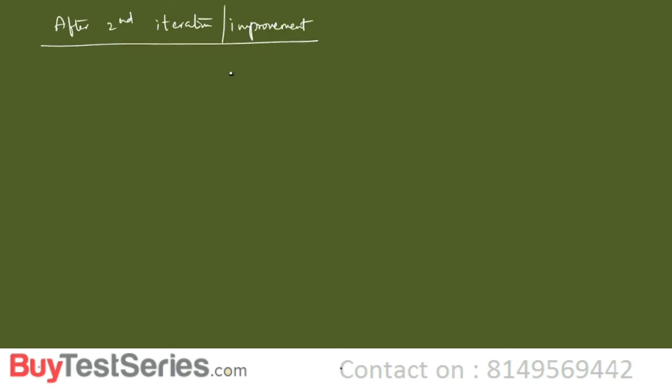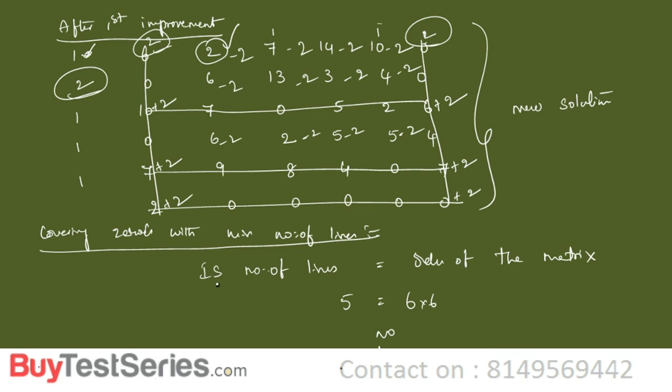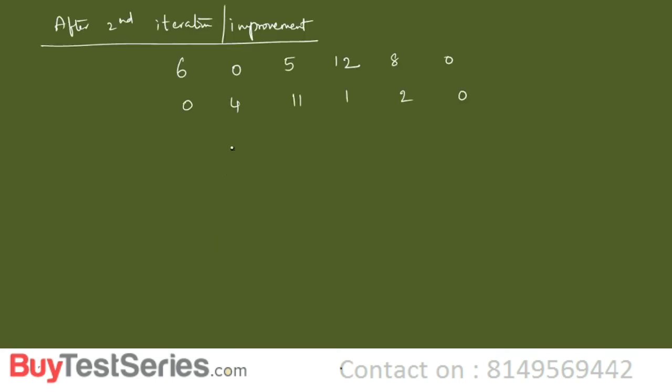Yes. Chalo. Let's look at the answer. 6, 0, 5, 12, 8, 0, 0, 4, 11, 1, 2, 0. You have to look at your notes and then put this one, because in your notes you have already calculated it. So in your notes this is visible, below this only you'll be doing it. So do along with me simultaneously.